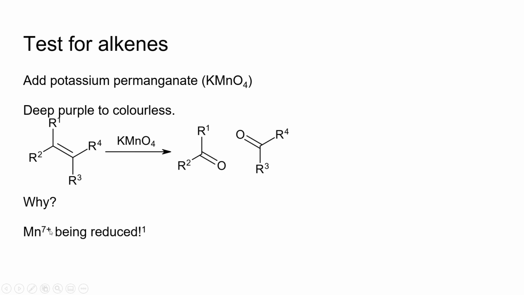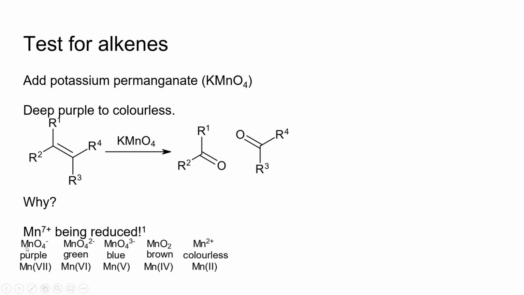Well, the Mn7+ is being reduced. You should know that transition metals create different complexes of different colors, depending on their oxidation state is one factor. And here are the colors of various different oxidation states. So we can see it gets reduced all the way from 7+ to 2+. And that's where I found those colors.